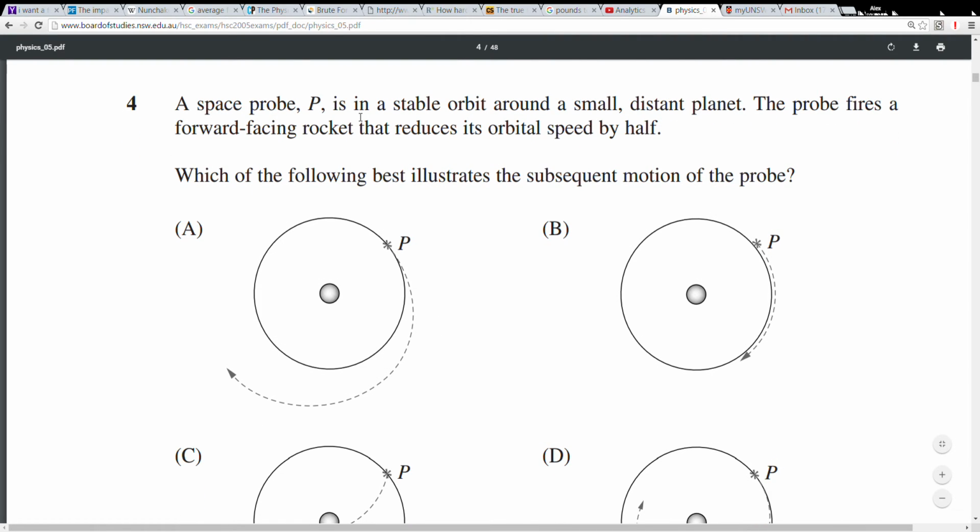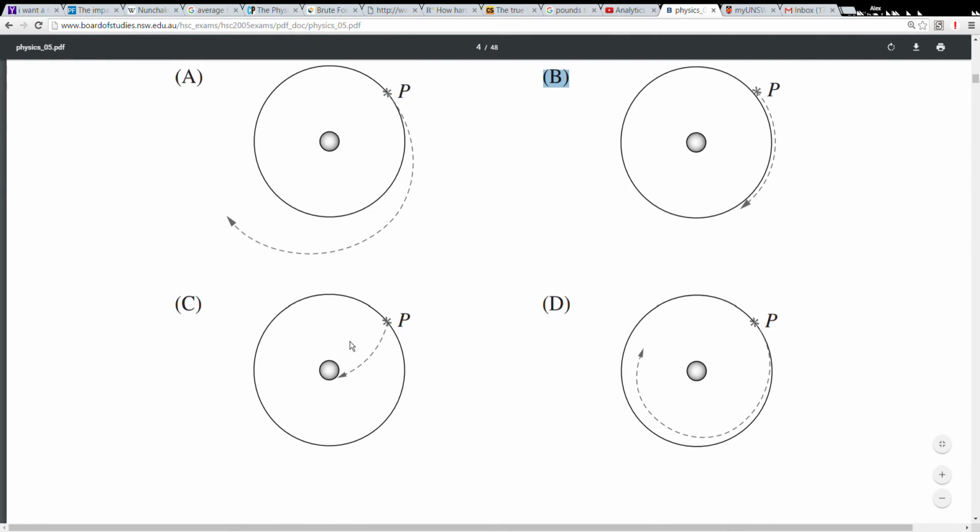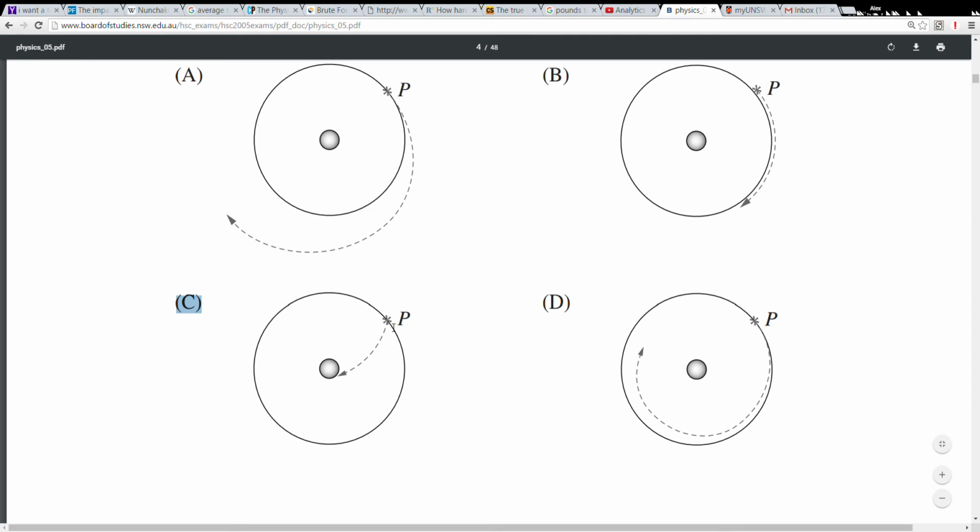A space probe is in a stable orbit around a small distant planet. The probe fires a forward-facing rocket that reduces its orbit speed by half. Which of the following best illustrates the subsequent motion of the probe? So its velocity is going down by half, so it can't be A. A depicts that it's getting faster, B depicts that nothing's happened, C depicts that its velocity goes straight down to 0. So I would select D, because its motion will be reduced, but not to the extreme of C.